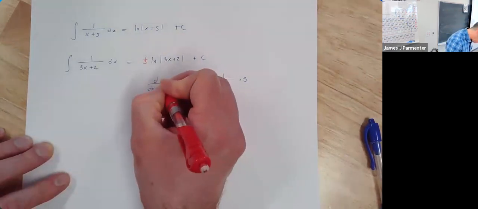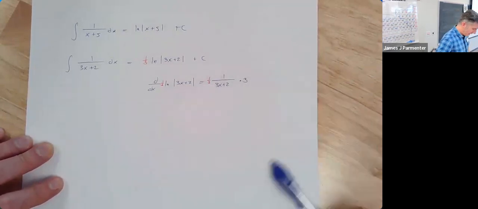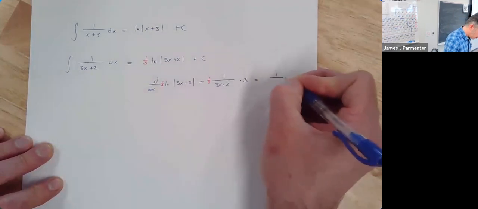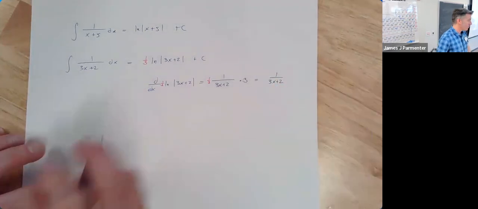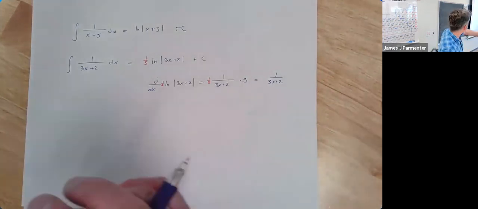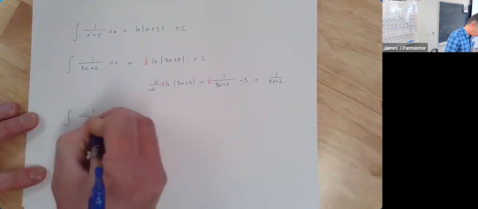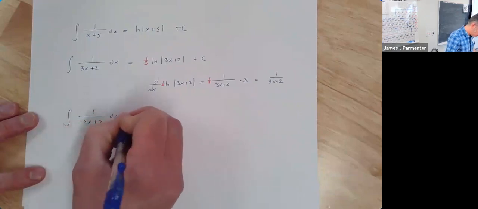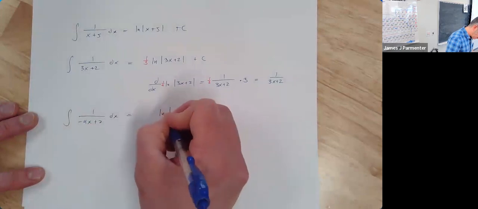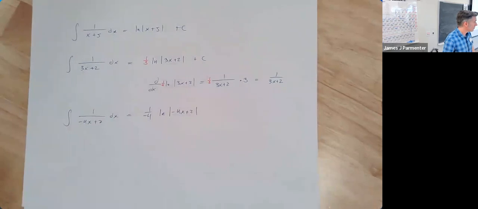So I'm going to toss in a 1/3 there and a 1/3 there, and then the 1/3 times 3 cancels out, and I get the derivative of this to be exactly the function I was trying to take the antiderivative of in the first place. So the more general answer, good question, is that you always end up dividing by the coefficient of x in this sort of thing. So if you do the integral of, say, 1 over negative 4x plus 2, it's going to be the natural log of the absolute value of negative 4x plus 2 divided by negative 4, because my derivative would make me multiply by it.